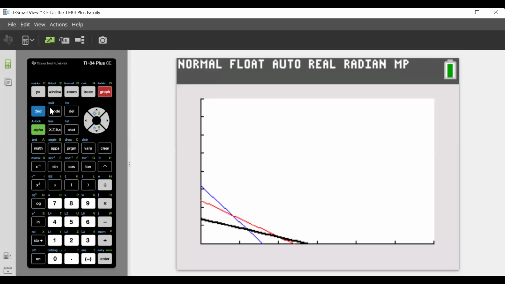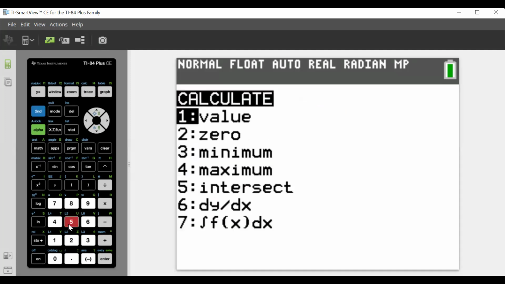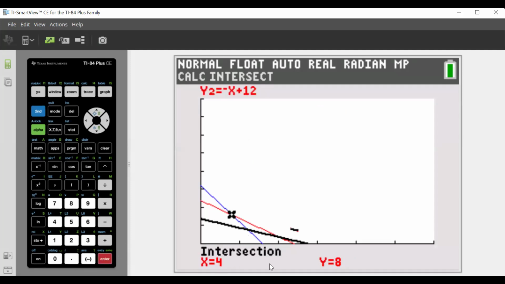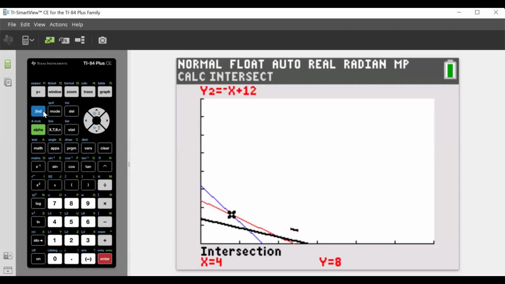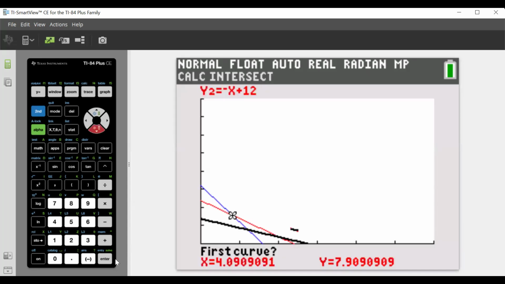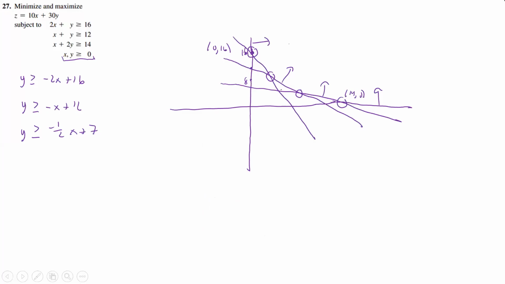All right, so we need those 2 points there, the red and blue. So we're going to do shift trace and an intersection of the blue and the red. And so we have 4, 8. So that's going to be one of them. And then we're going to shift, intersect again, and now we want red and black. And so it's going to be 10, 2. All right, so we have 4, 8 and 10, 2.